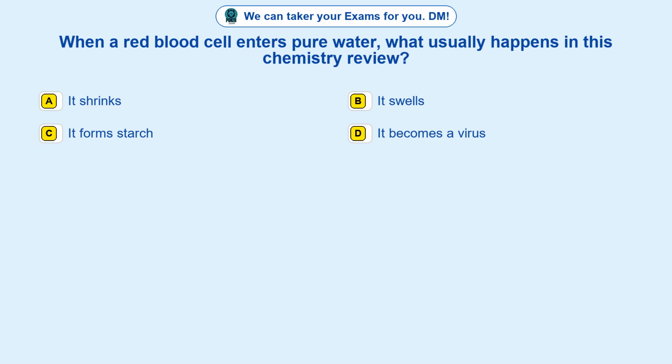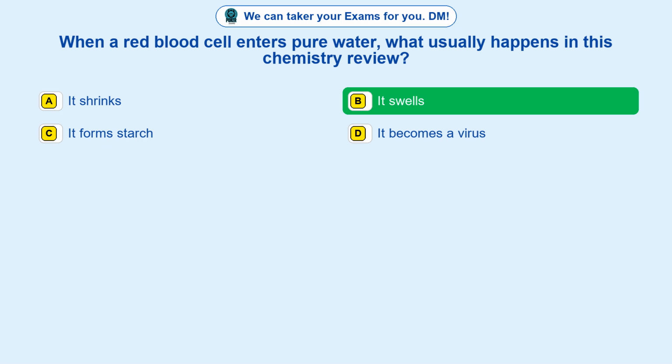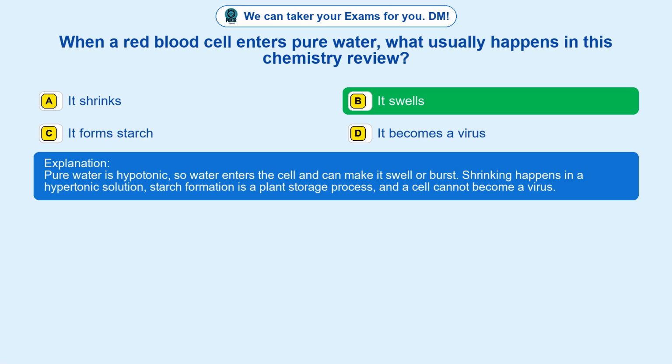Question 8. When a red blood cell enters pure water, what usually happens in this chemistry review? Option A, it shrinks. Option B, it swells. Option C, it forms starch. Option D, it becomes a virus. The correct answer is option B, it swells. Pure water is hypotonic, so water enters the cell and can make it swell or burst. Shrinking happens in a hypertonic solution, starch formation is a plant storage process, and a cell cannot become a virus.